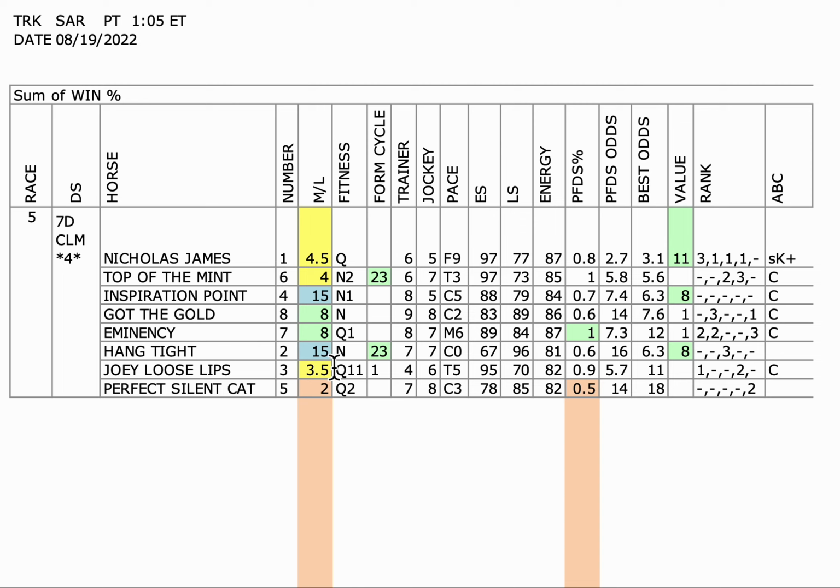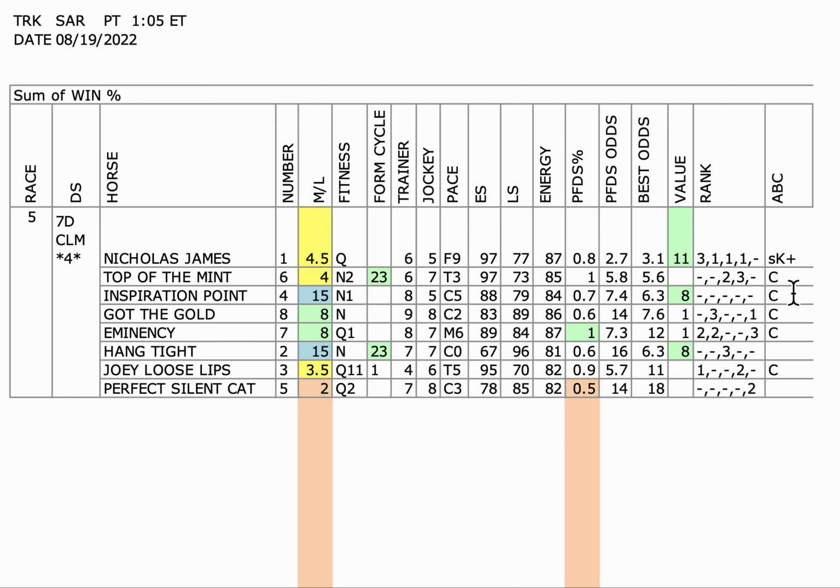Really interesting race because the two morning line favorites, the 3 and the 5, are ranked at the bottom of the chart. And they both have energy scores of only 82, which is not super good in this field. And the 5 in particular has a PFTS percentage of 0.5, which is not good. So this is definitely a race you want to play, because you could toss both those horses with confidence, in my opinion.